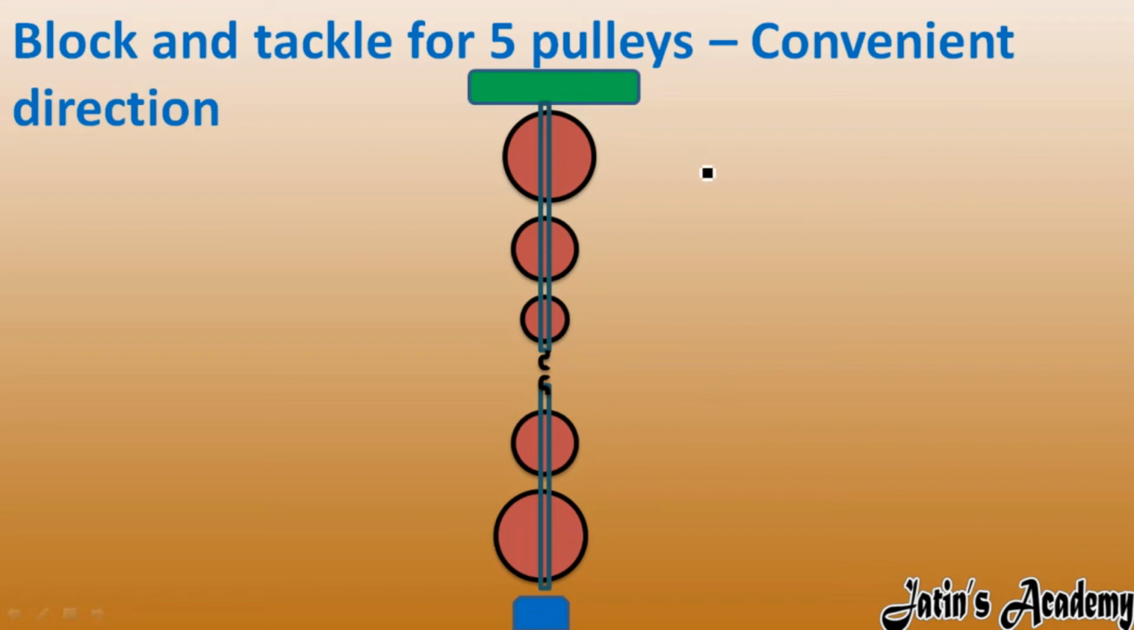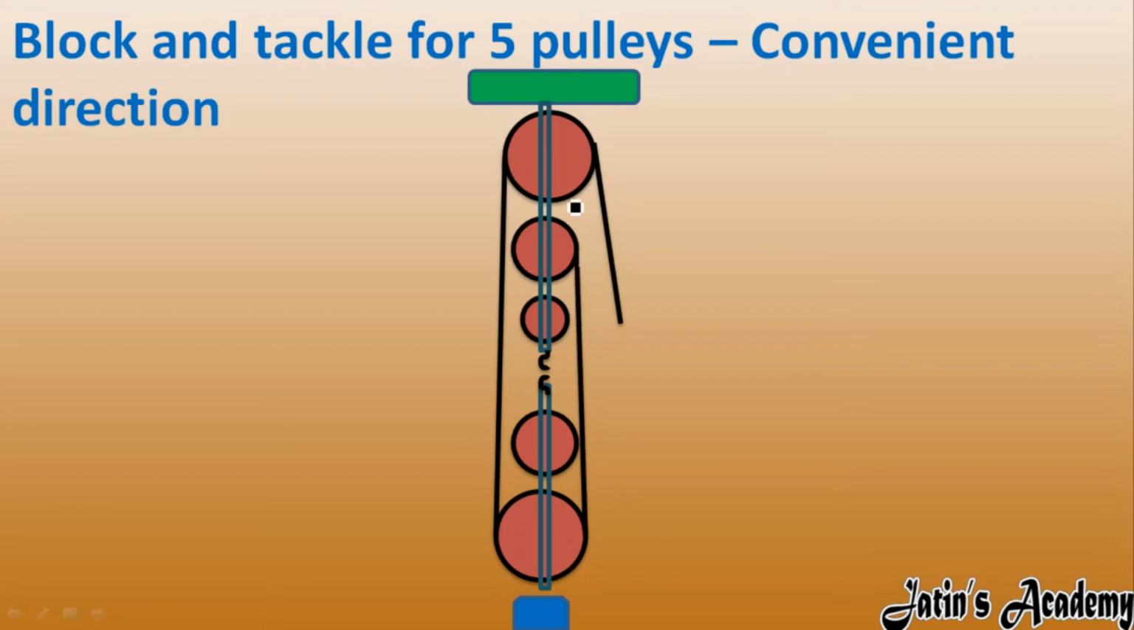For a human being, convenient direction is downward. So what we will do, carefully see, from the bottom we will use this massless string. We have to attach it one by one from one pulley to another pulley, and finally attach it to a hook.